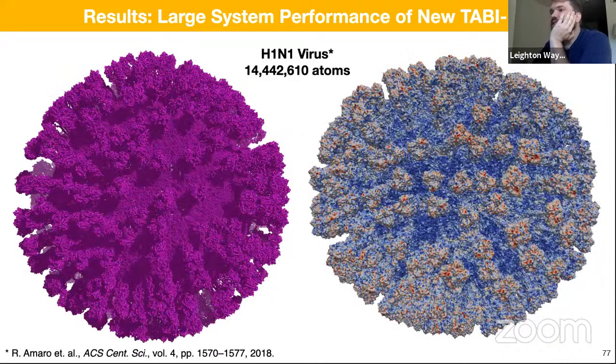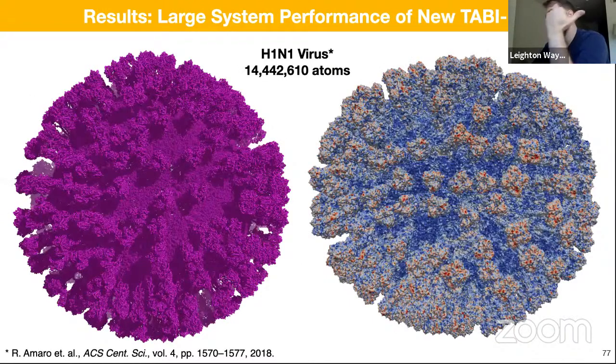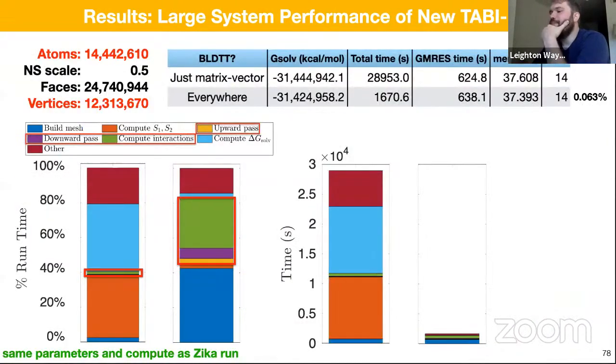Well, we decided we wanted to go a little bigger as well. This H1N1 structure from an Amar paper was actually provided by Walter. So thank you, Walter. We ran on this as well. It's a pretty picture where we show the induced surface potential that we got from TABI-PB on this molecule in the same physical environment that we did the Zika virus on.